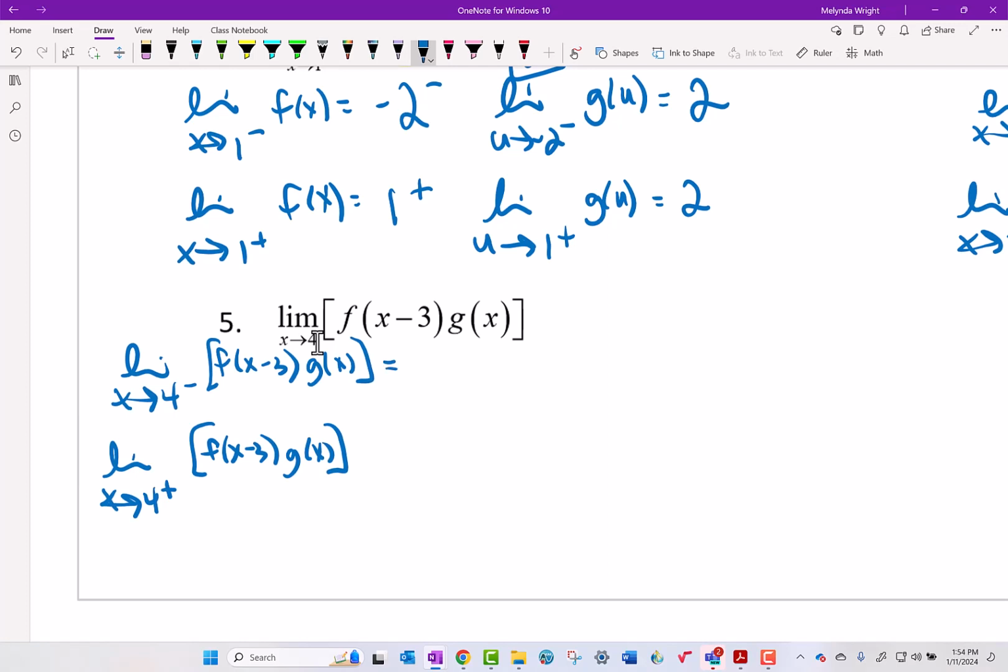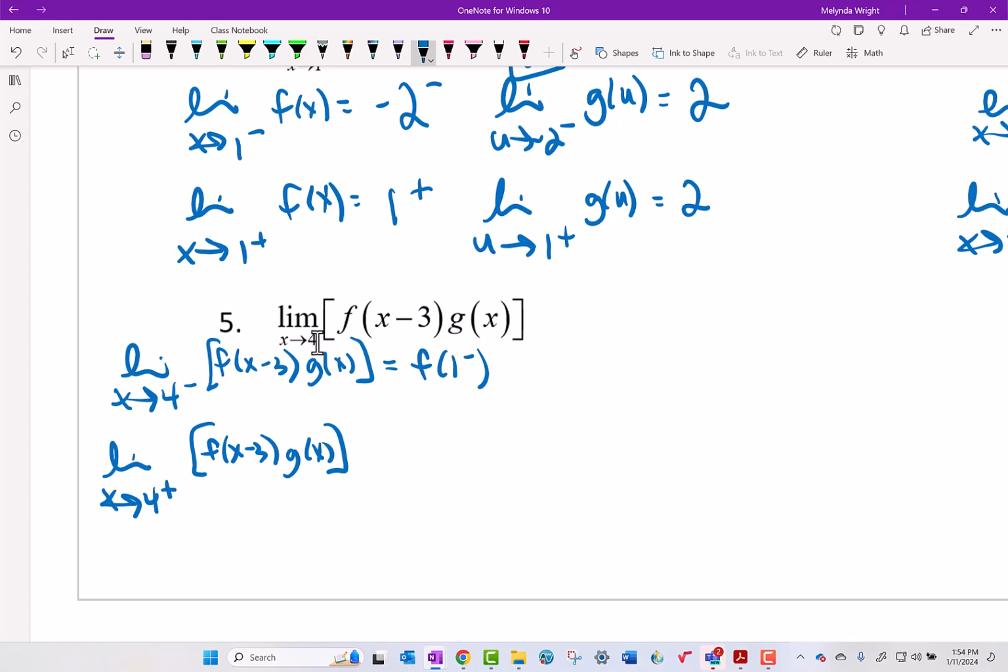So when we have the weird transformed ones, what do we do? We just put the number in and we say we're going to head from the left. You with me? Put the number in. So I put the 4 in. 4 minus 3 is 1. So I need f of 1, but I need to approach it from the left.